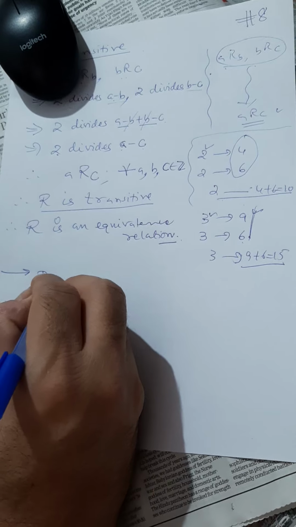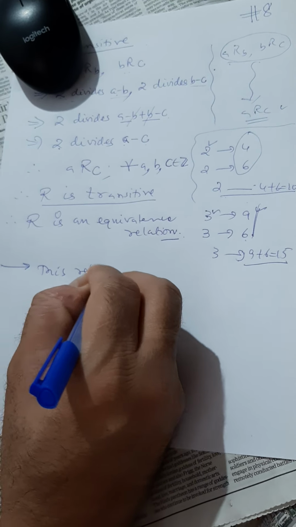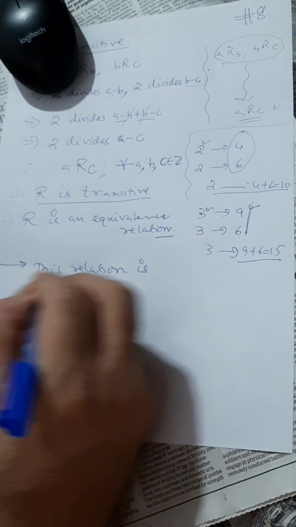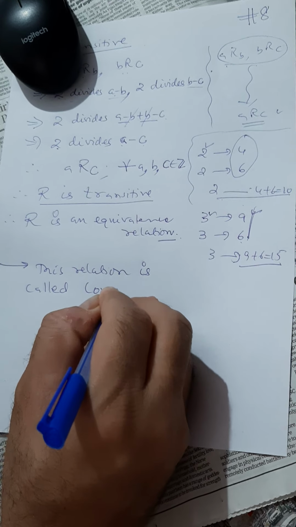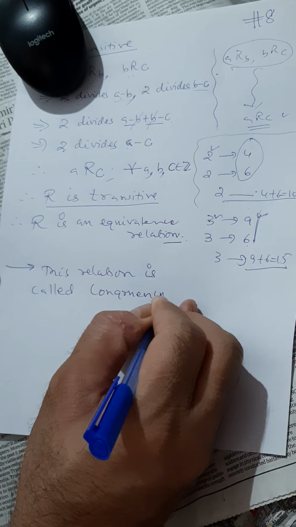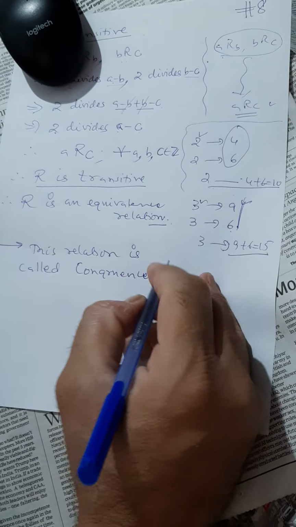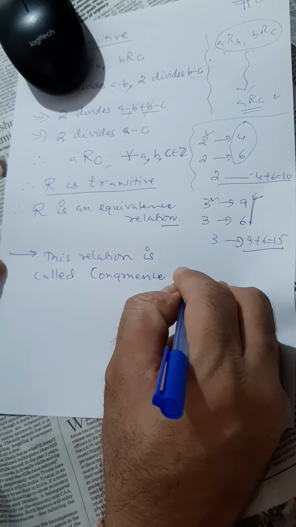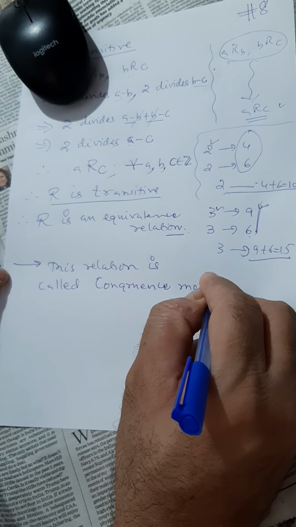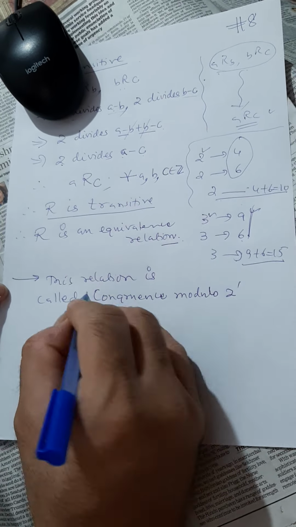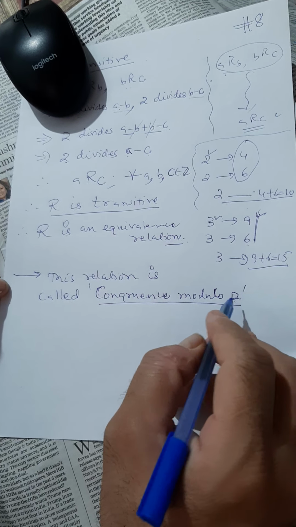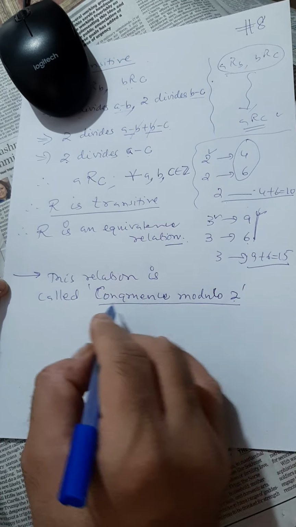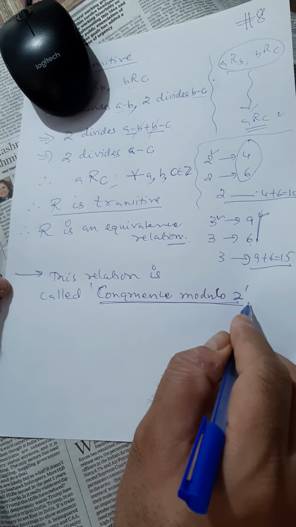This relation here is called congruence modulo 2. Congruence modulo 2 relation. Modulo 2 means 2 divides A minus B. Congruence modulo 2 relation.